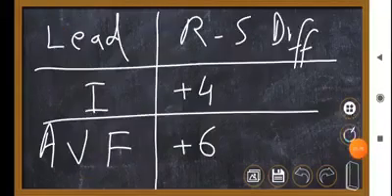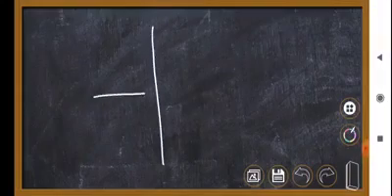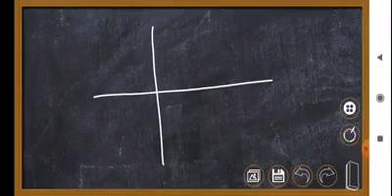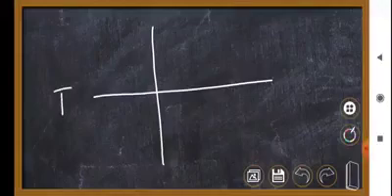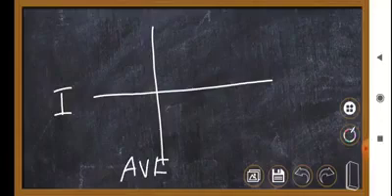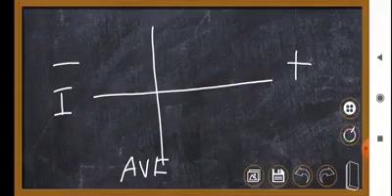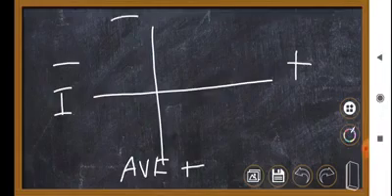Now we've already calculated the RS difference in both lead 1 and AVF, and now we're going to plot it here. We have discussed that this is lead 1 and this is lead AVF for the calculation. In case of lead 1, this side is positive, this is negative, and in case of AVF, this side is positive and this side is negative.